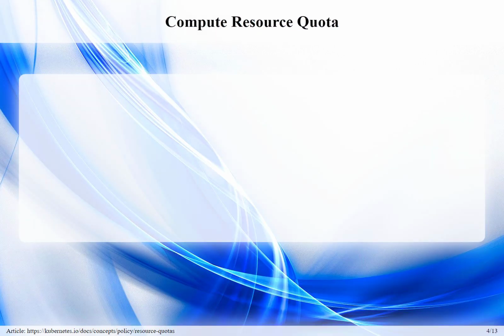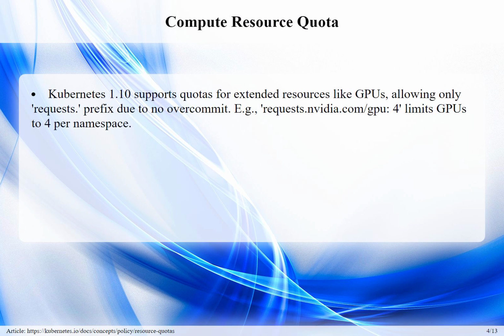Compute resource quota. In Release 1.10, Kubernetes added quota support for extended resources, preventing overcommit and only allowing quota items with the requests prefix. For example, to limit the GPU resource nvidia.com/gpu in a namespace, set requests.nvidia.com/gpu. This feature primarily targets managing and limiting compute resource requests in a given namespace.